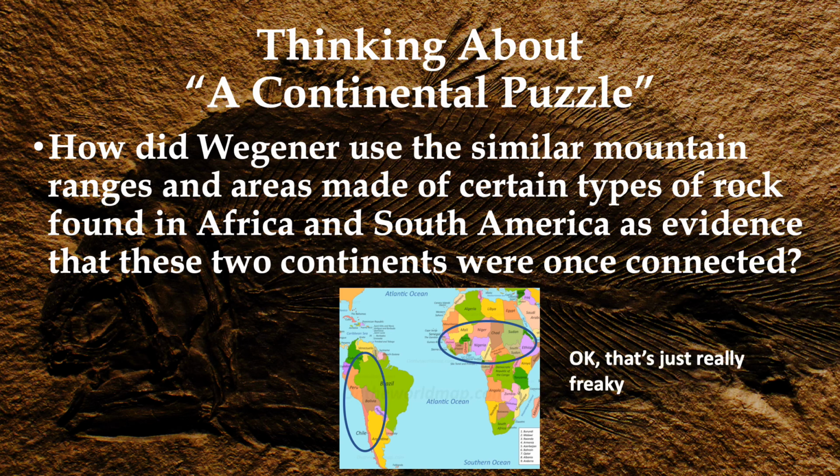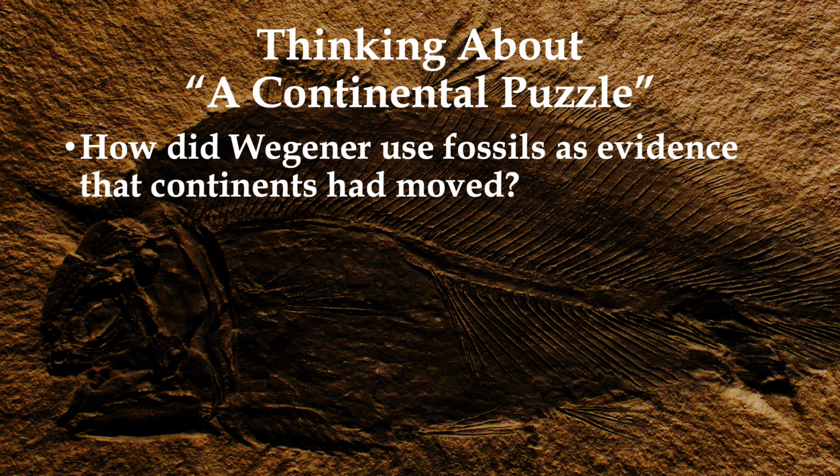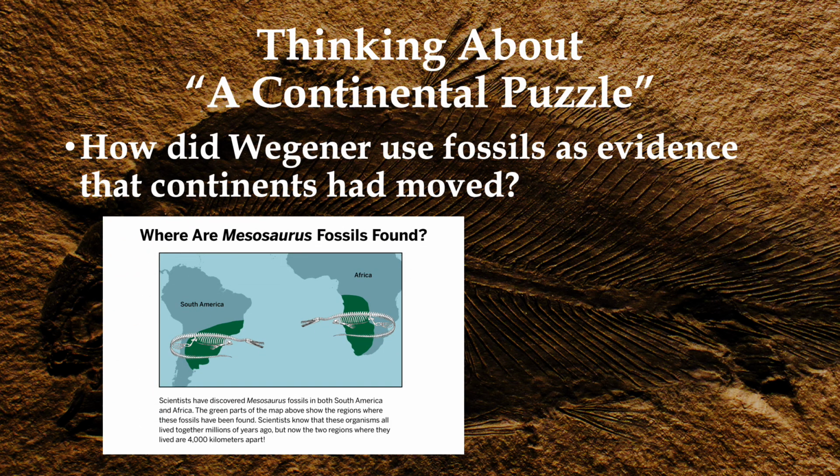And people were like, okay, that's freaky, that's weird, but come on, Wegener, you can't be serious that everything used to be all together like this. Absolutely not. So Wegener came up with one more piece of evidence, and he used fossils. Now, how do you use fossils? Well, as we've been studying, he noticed we have Mesosaurus fossils in South America and Mesosaurus fossils in Africa. We have different types of fossils that we find on both. How is it we found them on both if they weren't at least connected at some point?